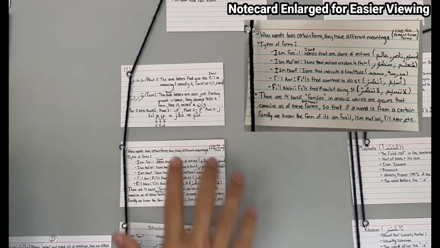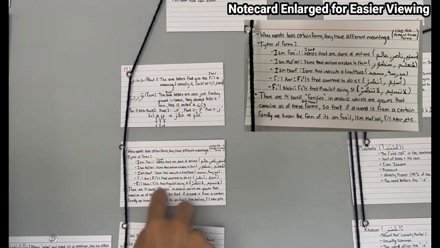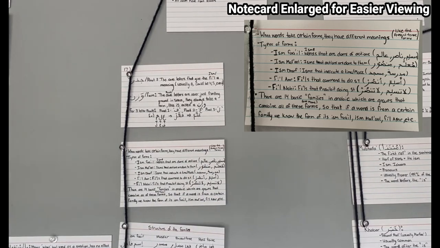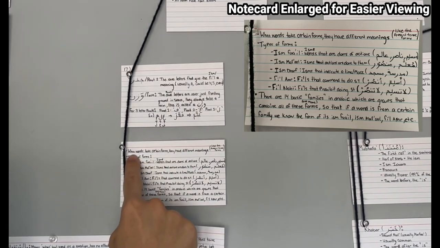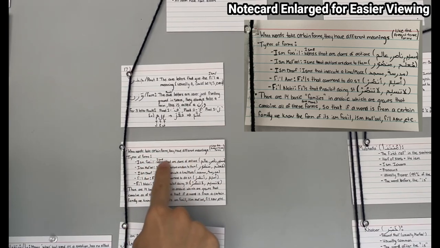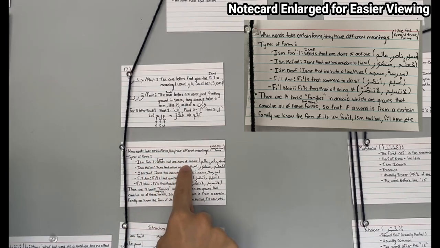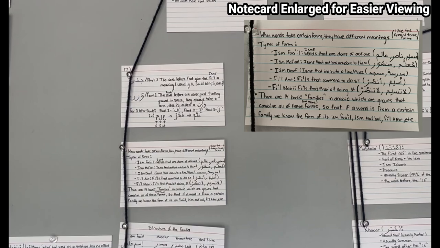Now there are types of forms. There's many. I didn't name all of them here, but these are important ones to learn. We have an ism fa'al. First of all, what is the meaning of ism fa'al before I give you the form? Because there are forms and they have meanings, like I just said. When the word takes certain forms, they have different meanings. Isms that are doers of actions, these are called ism fa'als.